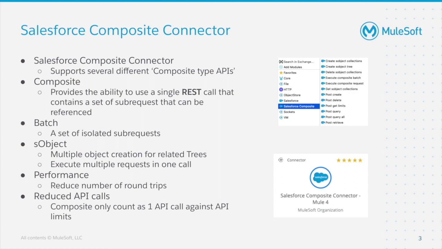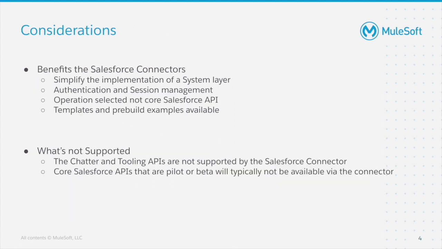These two enable multiple related objects to be created and also the ability to create multiple operation requests in one go. So, I would like to review some of the benefits of using a connector over direct API integration. The connector really aids with the velocity of the development process by simplifying the creation of the system layer for Salesforce by providing a pre-built component that can be simply dragged and dropped into your project.